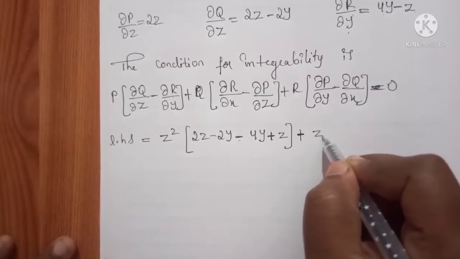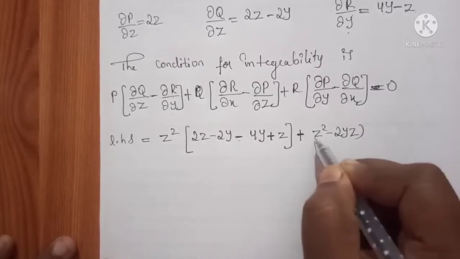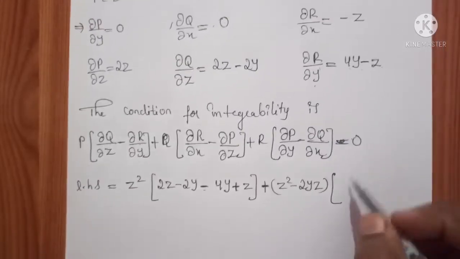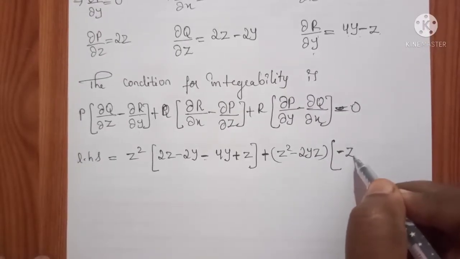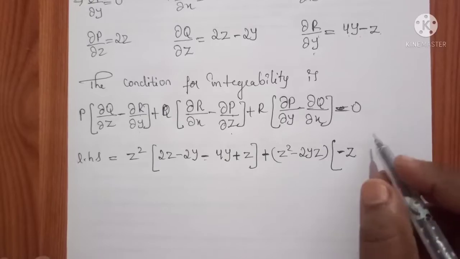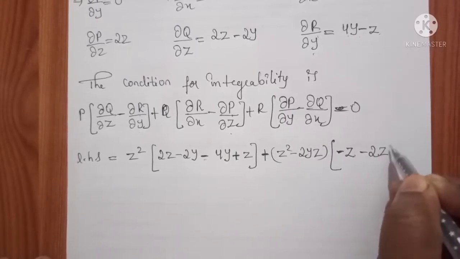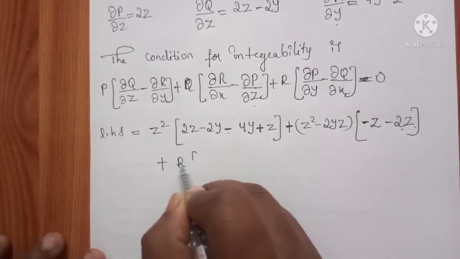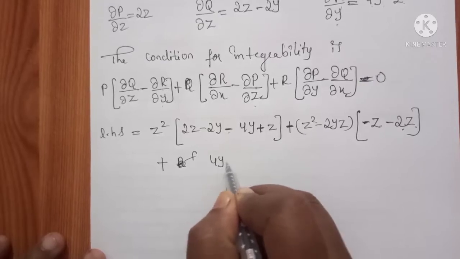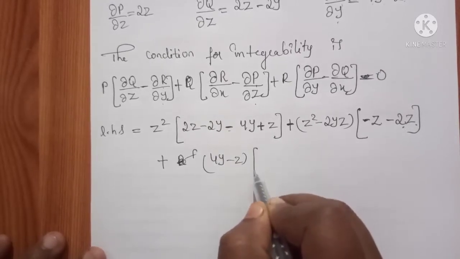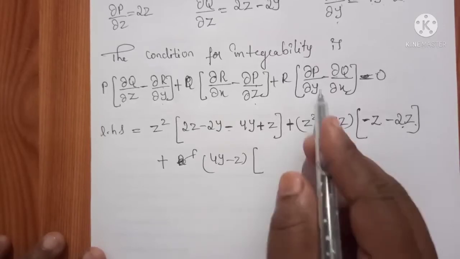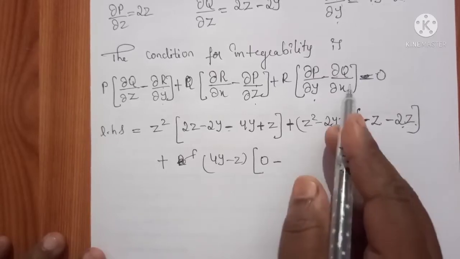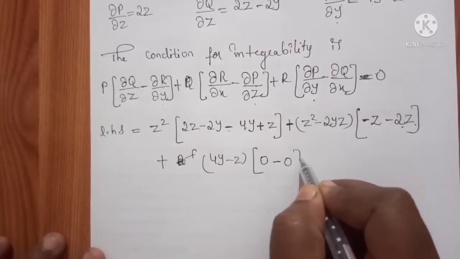Plus q value is z² minus 2yz into ∂r/∂x. ∂r/∂x value is minus z. Then ∂p/∂z is minus, that is 2z, plus r value we substitute, 4y minus z. Next ∂p/∂y value is 0 minus ∂q/∂x, which is also equal to 0.